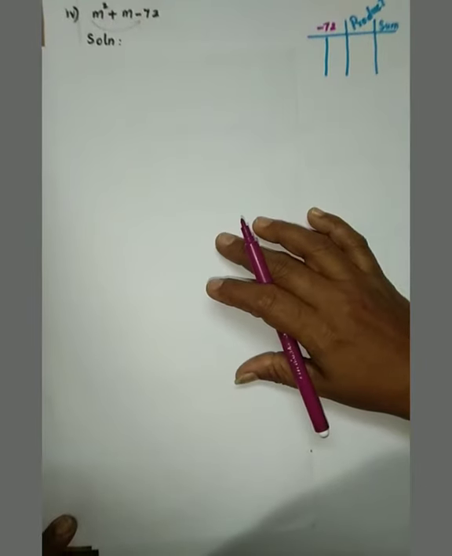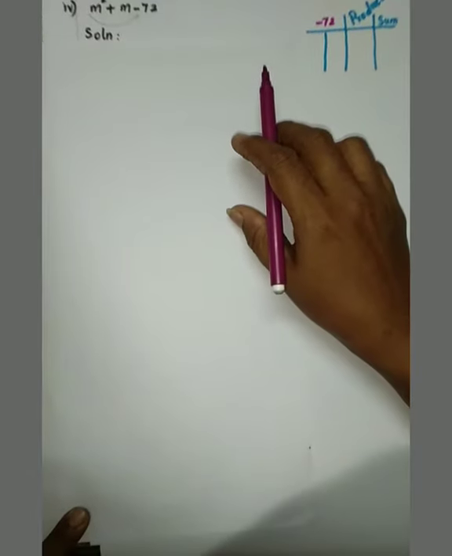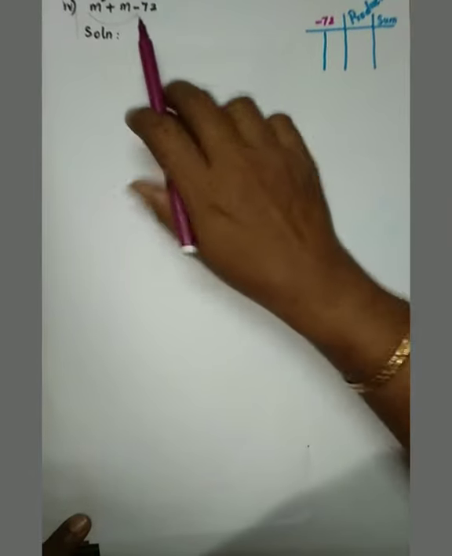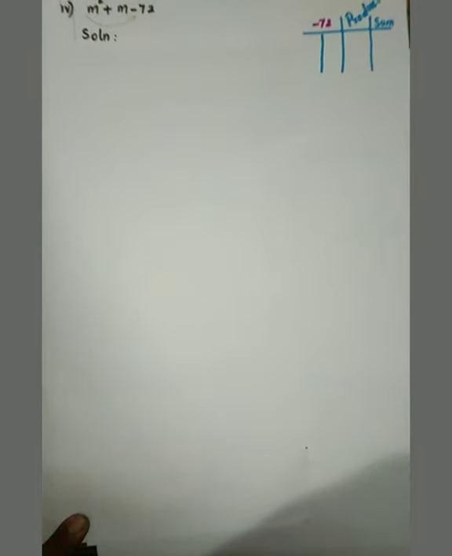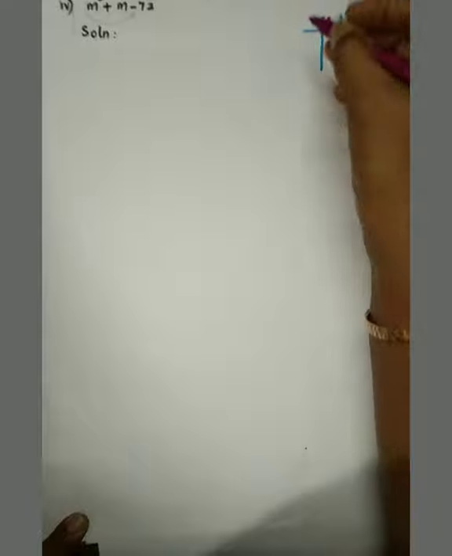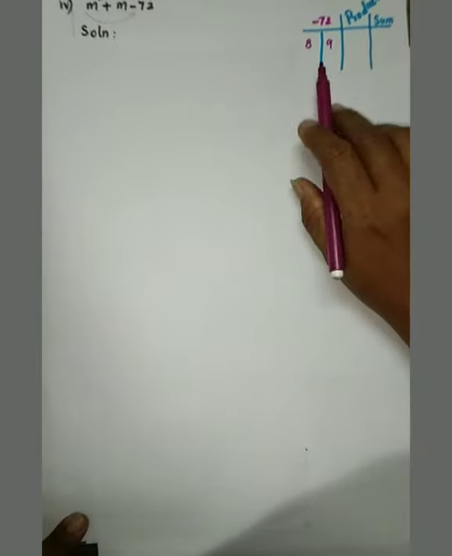Now we are going to find out the factors. Here you know the table thoroughly, isn't it? So 8 9s are 72. So we can write 8 and 9. Now you can check the product.